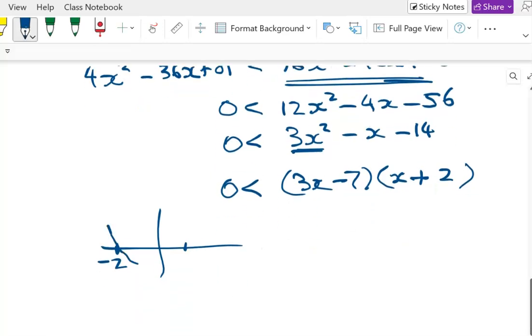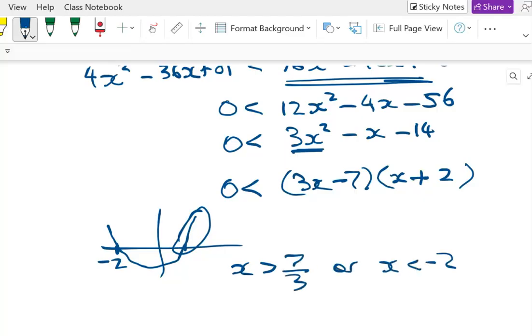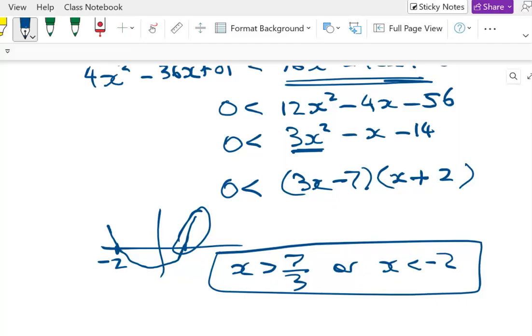It's a parabola, it's up the right way. So we're saying 0 is less than this, so we want the positive bits. So that suggests that we want x greater than 7/3 or x is less than -2. And that's where lots of you stopped.